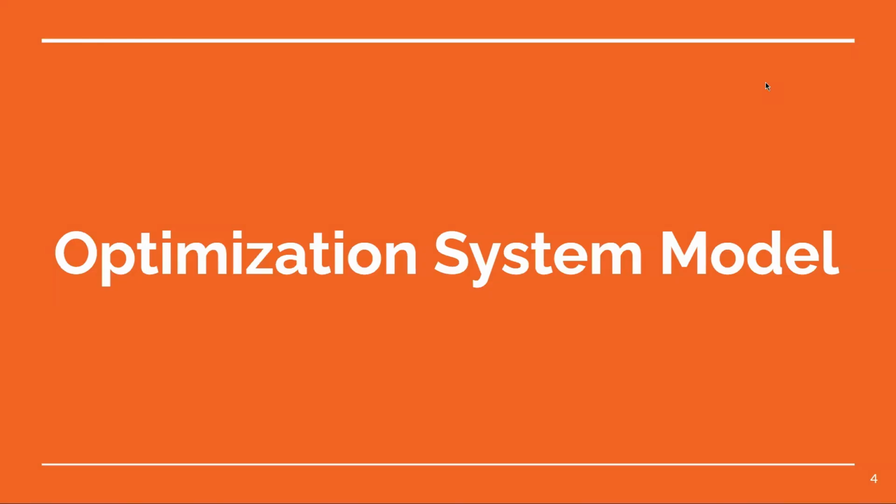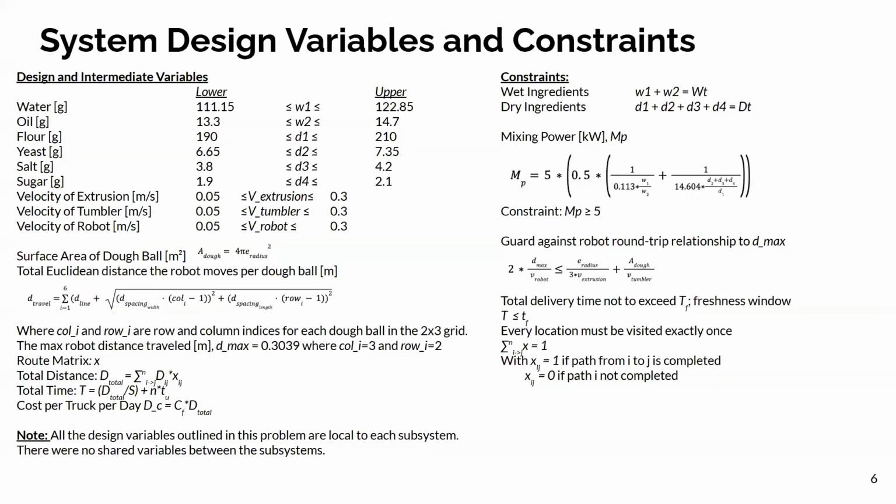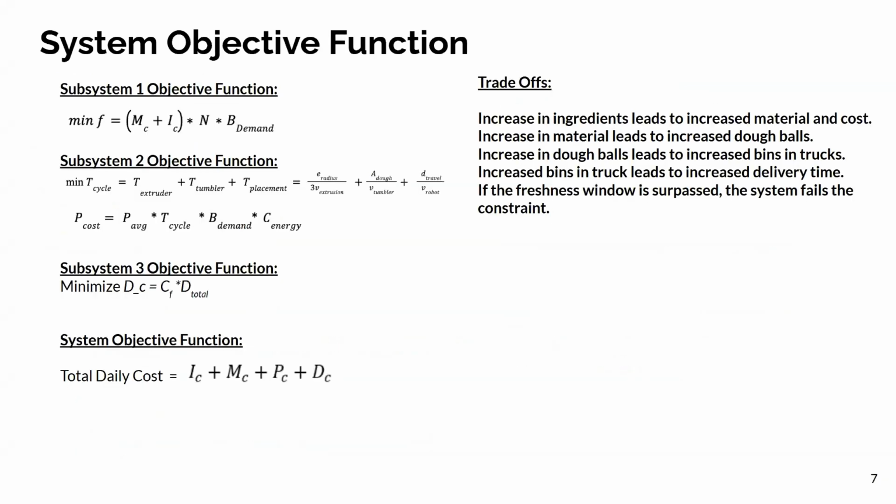Thanks, Matt. And now moving to the system optimization model. We've listed the parameters of the systems, including those related to the dough ball ingredients, those related to the robot mixer, and those related to transportation along the determined route. We've also outlined the design and intermediate variables to the left, as well as the constraints on the right. It's worth mentioning that the design variables outlined in this problem are local to each subsystem, since there are no shared variables between the subsystems.